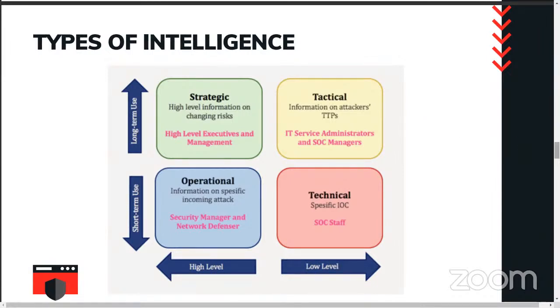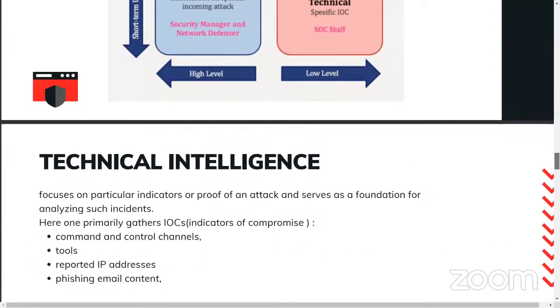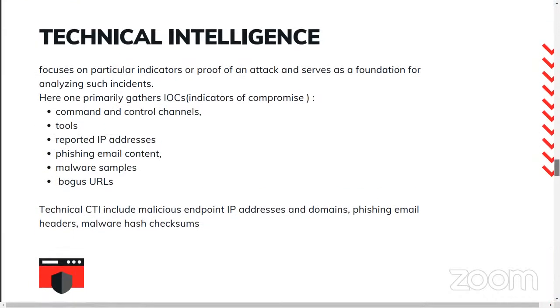So I'll take, let's say, a bottom-up approach, which is coming from the technical approach, which is from a SOC level, because they're the ones who detect the various incidents that we have. So in terms of technical intelligence, this focuses on the indicators of an attack and the proof of attack at the very foundation level. So here we have the various indicators of compromise. Are there C2 channels that are communicating? What tools have been picked up to be within the network? Are there any reported malicious or suspicious IP addresses?